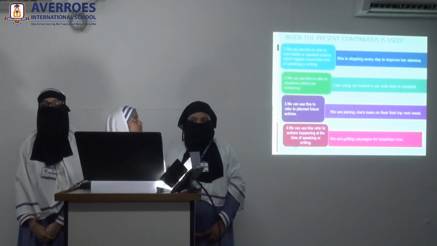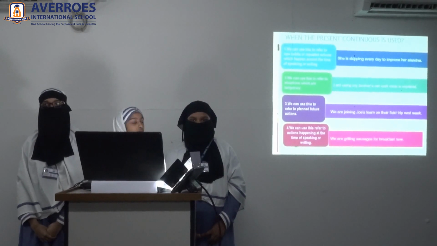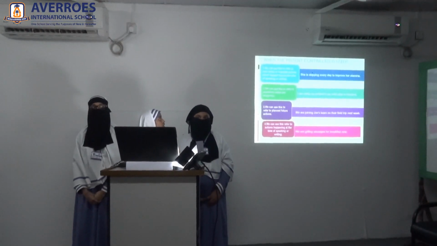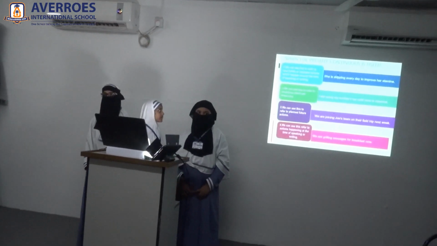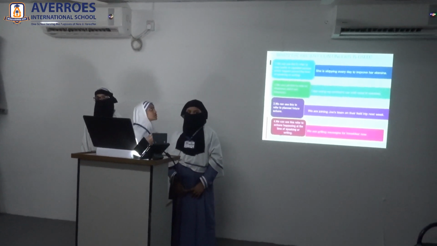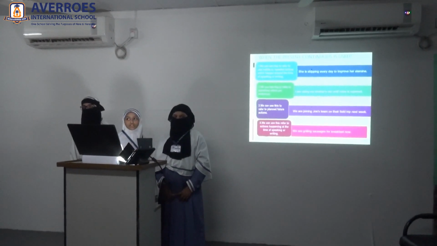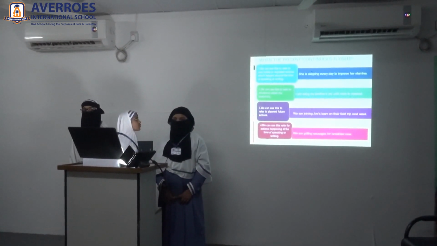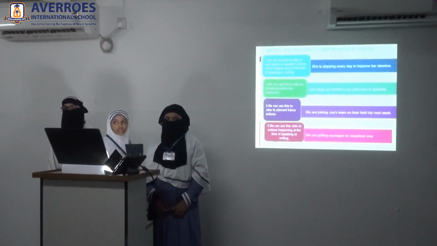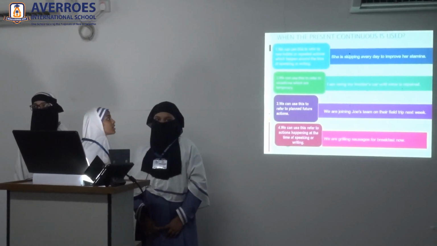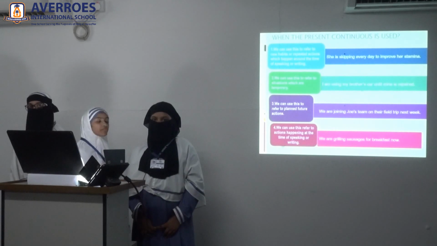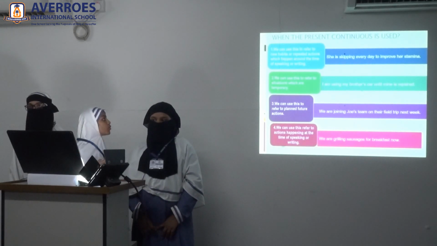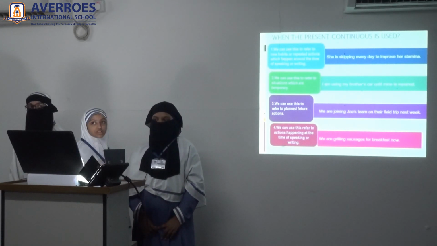When the present continuous is used, first one is, we can use this to refer to new habits or repeated actions which happen around the time of speaking or writing. Example, she is skipping every day to increase her stamina. The next one, we can use this to refer to situations which are temporary, like, I'm using my brother's car until mine is repaired.